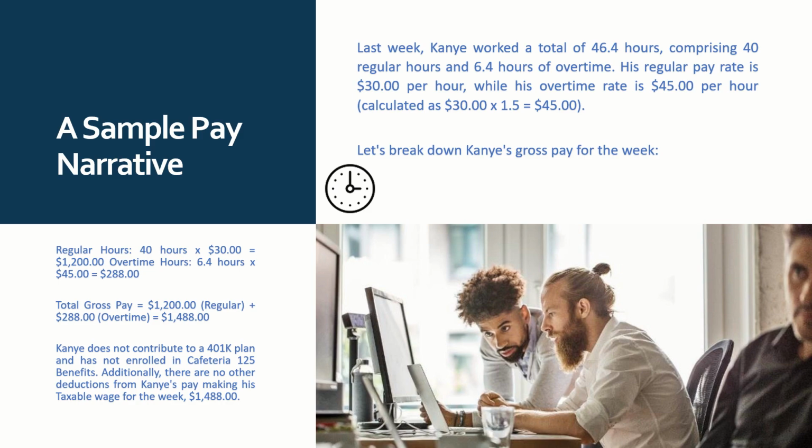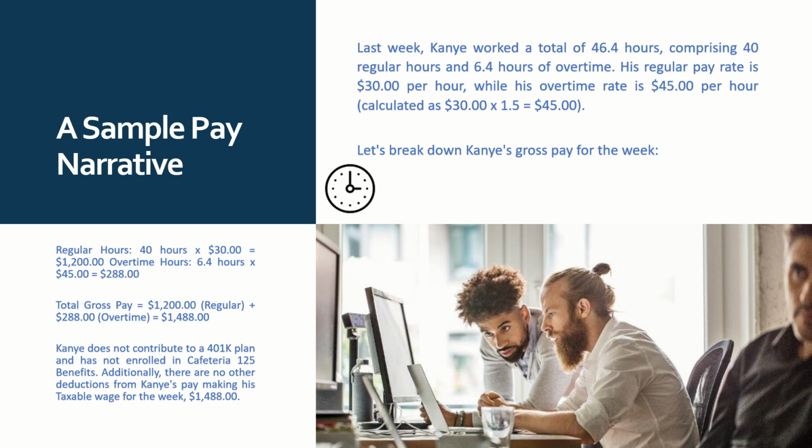Let's go through an employee example. Last week, Kanye worked a total of 46.4 hours, comprising 40 regular hours and 6.4 hours of overtime. His regular pay rate is $30 per hour, while his overtime rate is $45 per hour. Let's break down Kanye's gross pay for the week. Regular hours is 40 hours times $30, which is $1,200, and the overtime is 6.4 hours times $45, which is $288, for a gross pay of $1,488.